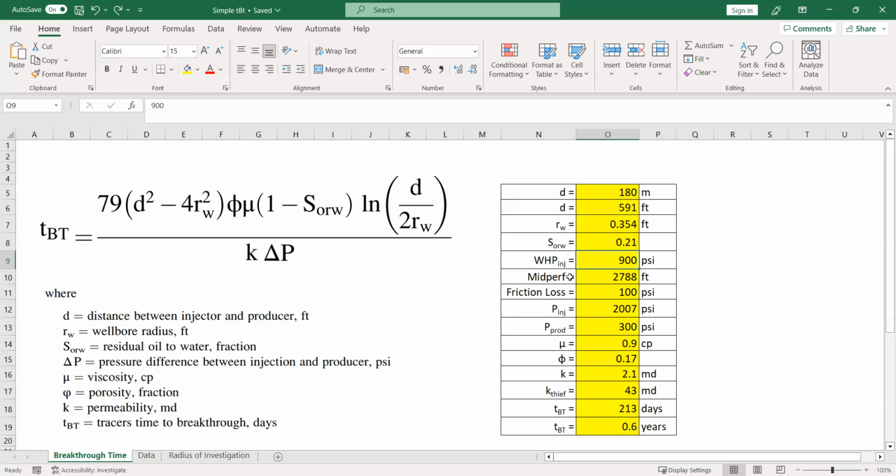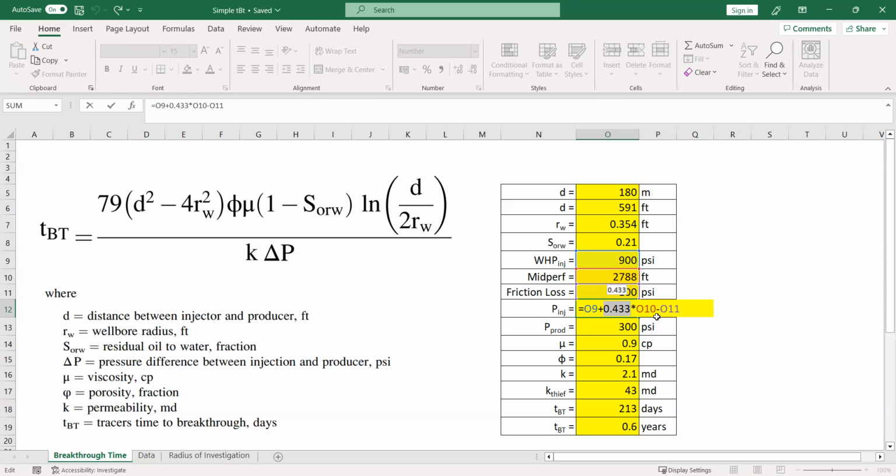It's a product of another calculation in another spreadsheet. Hopefully later on I can show you how to calculate friction loss if you have an injection well. All right, so long story short, the injection pressure at the bottom hole is just the wellhead pressure, plus the pressure gradient of water, 0.433, multiplied by the middle perforation depth.